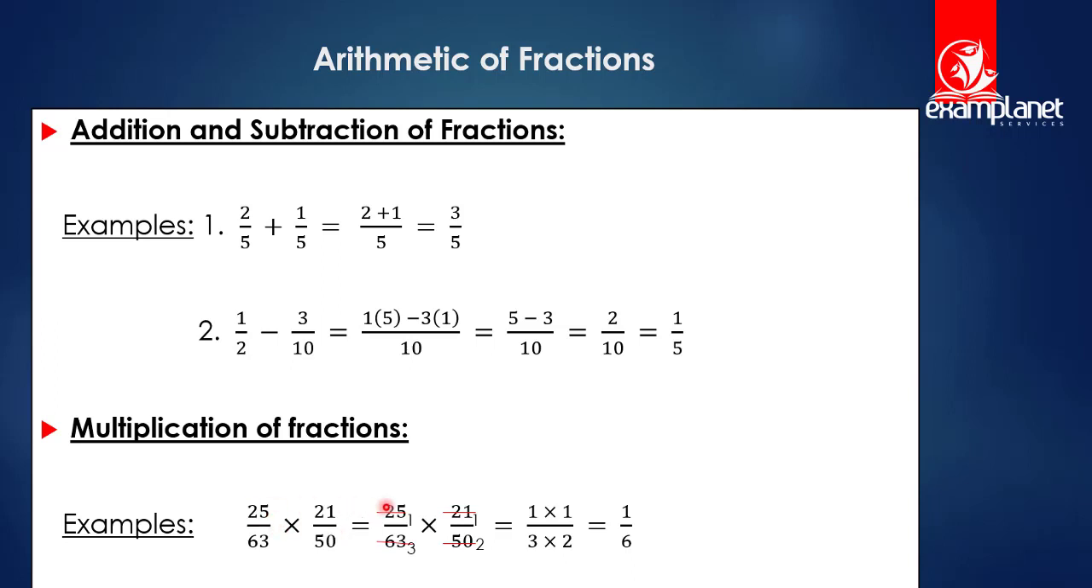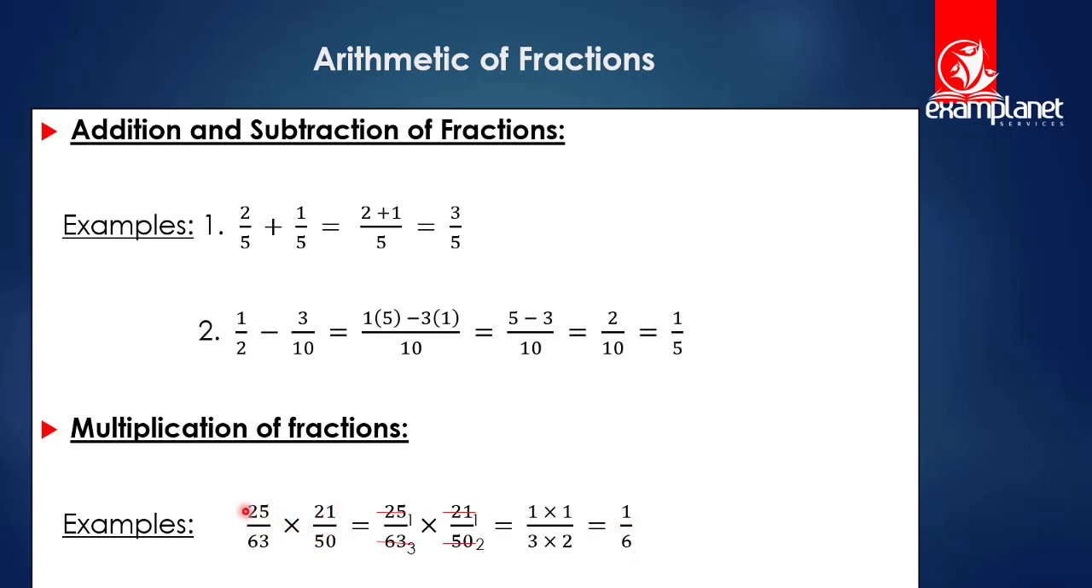So 25 and 25 will give me 1. 25 and 50 will give me 2. Okay, then I can see 63 and 21, that something can divide them, which is 21 itself. So 21 and 21 is 1, and 21 and 63 will give me 3. Therefore, this means I have 1 times 1 over 3 times 2, which will give me 1 over 6. So I'll simply multiply these two fractions.